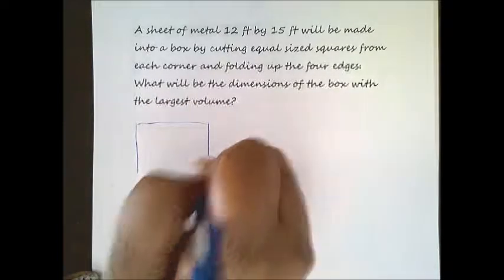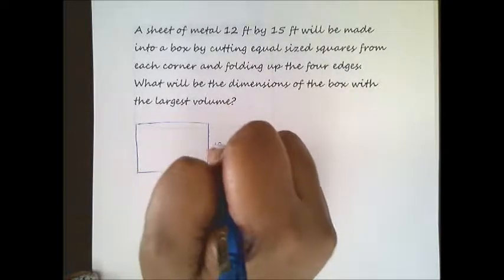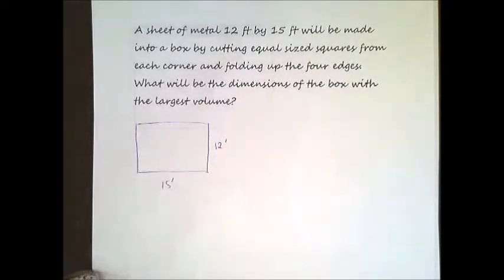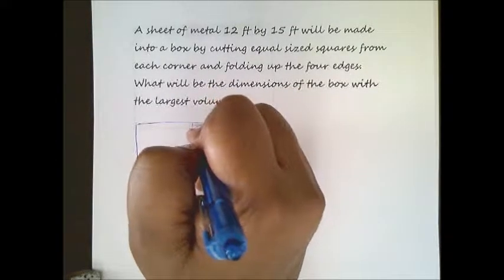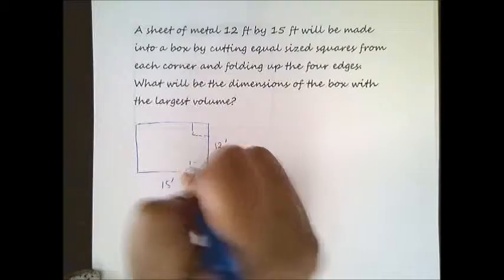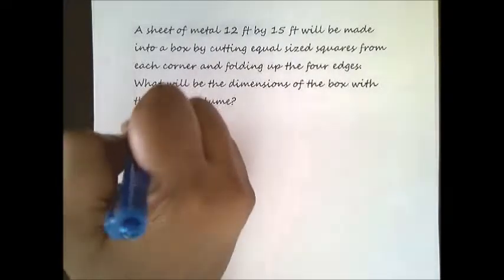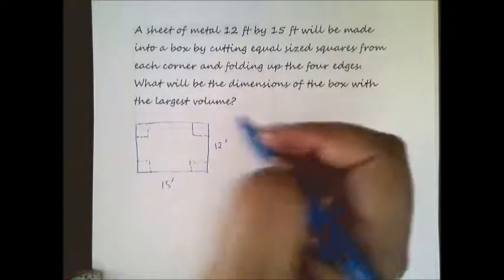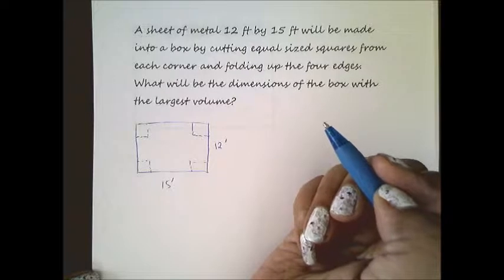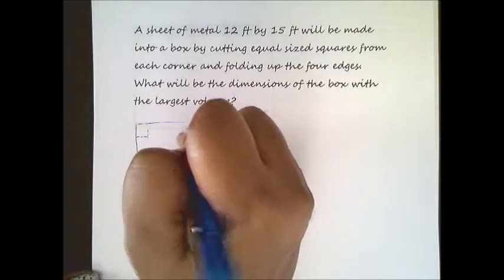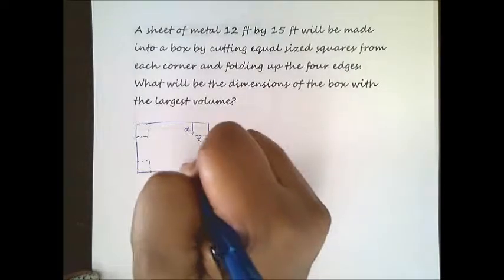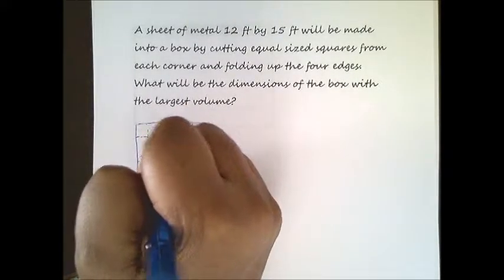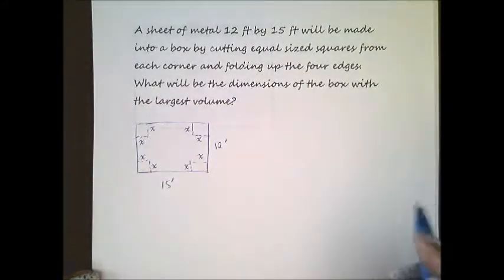So I have a sheet of metal that's 12 feet by 15 feet. Now I'm going to cut out equal-sized squares from each corner. So there'll be a square in this corner, and in this corner, and this corner, and this third corner. They don't look much like squares with my drawing, but let's assume they are. And I don't know how long these squares are going to be, so I'm going to label them with a variable. And since they're squares, all of the sides are going to be the same length. So let's call this variable x.